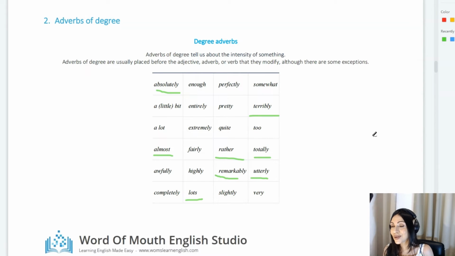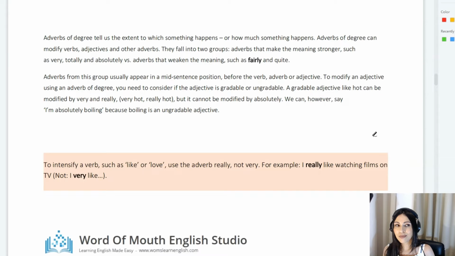Terribly, on the other hand, is also, I would say, informal. I wouldn't say, the film was terribly good. I wouldn't use it in semi-formal and formal styles. So think about how you would utilize these adverbs. Remember that adverbs of degree tell us the extent to which something happens, or the degree at which it happens, and they can modify verbs, adjectives, and adverbs. All of these things. They fall into two groups.